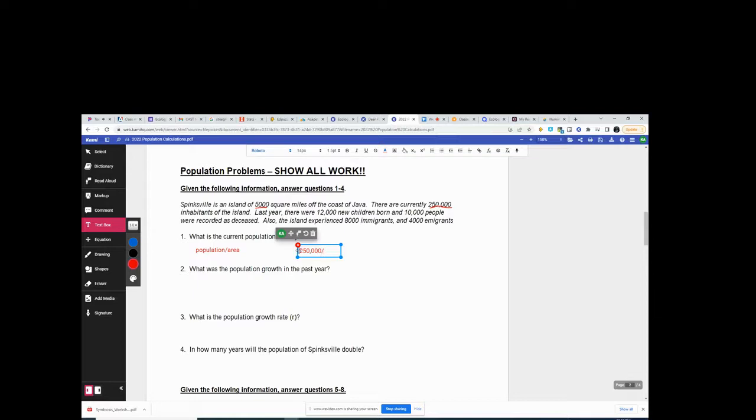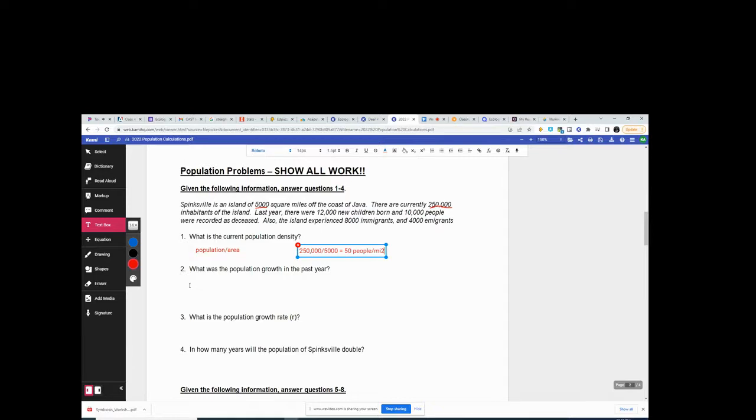Divided by the area is 5,000 square miles. Equals, all right, calculator, 250,000 divided by 5,000 equals 50. So the answer is 50 people per square mile. That's the population density. That's how closely together the people are. So on a square mile, there's only 50 people living there. So that's very low population density.